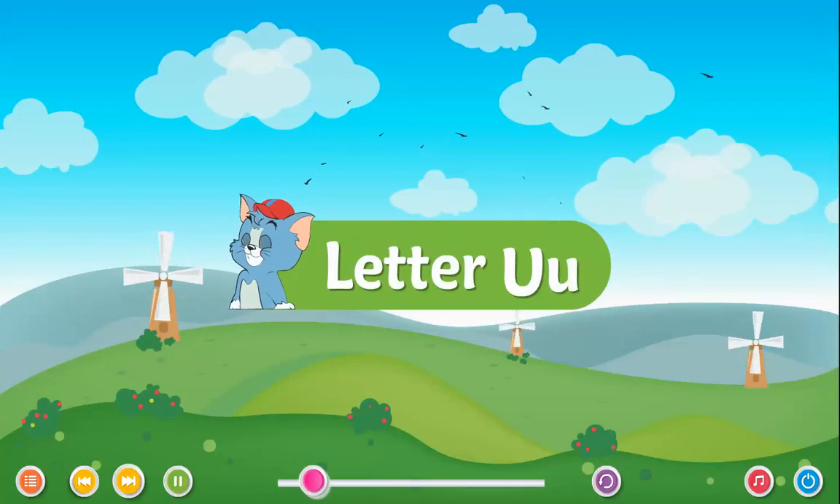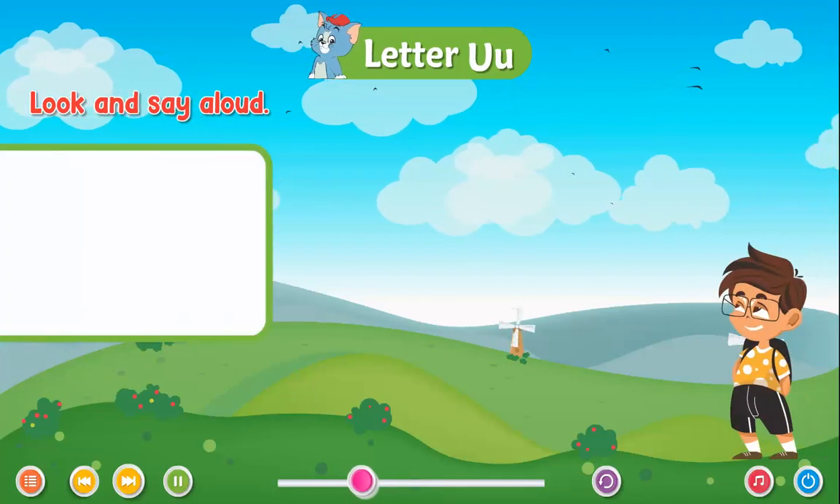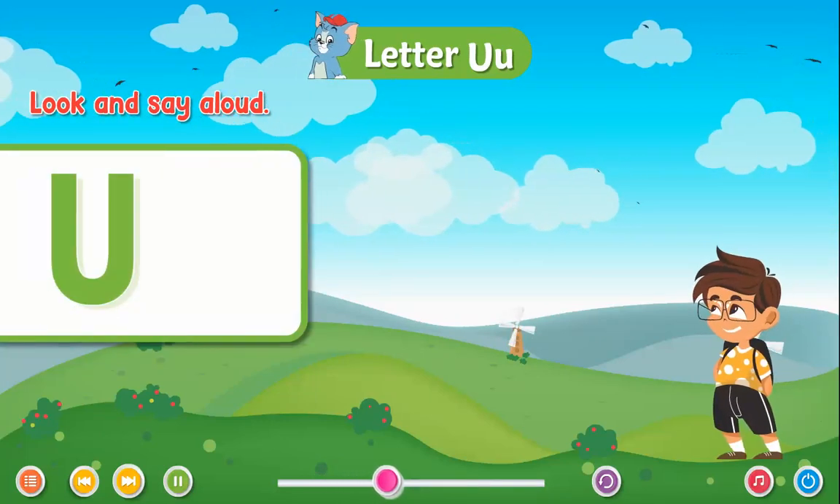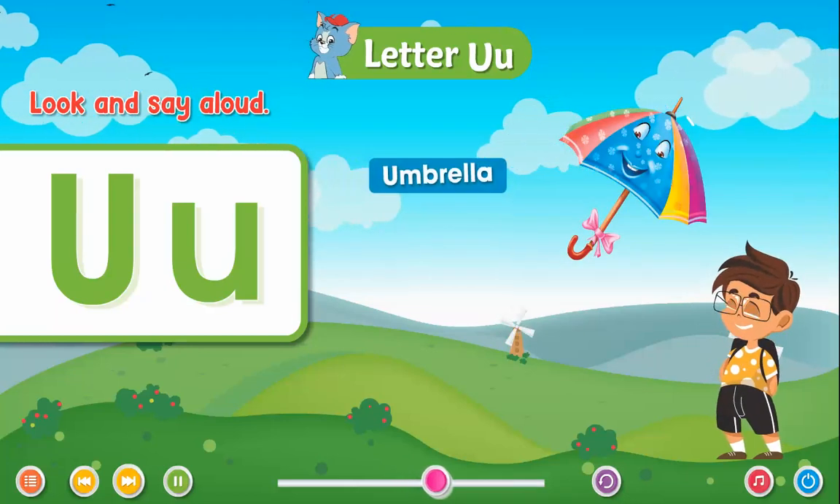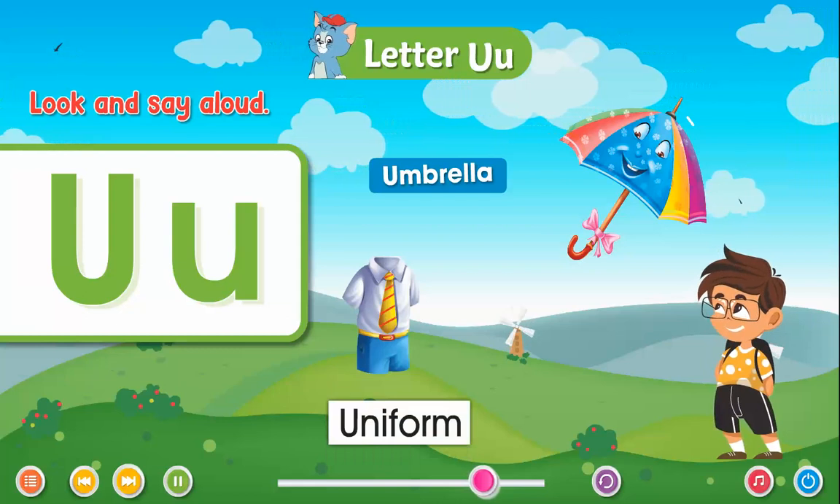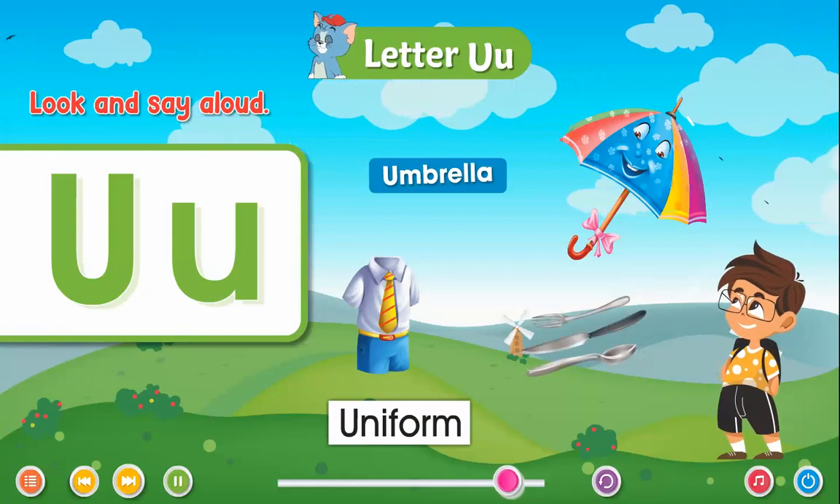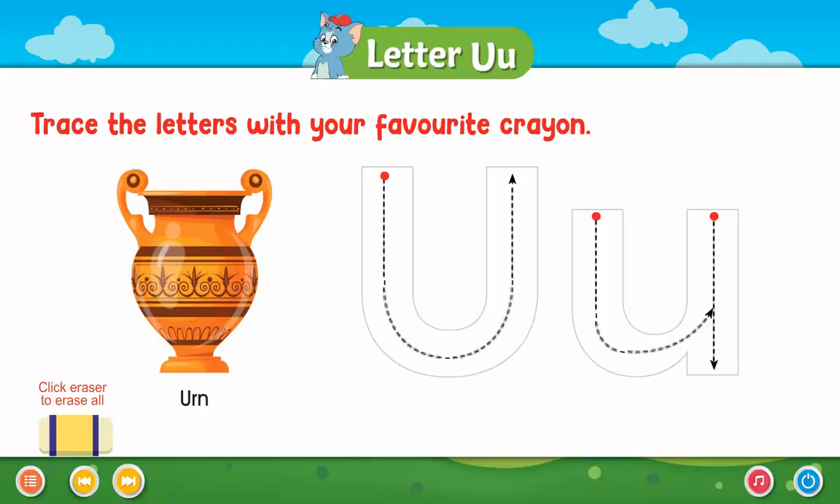Letter U. Look and say aloud. Capital U, small u. U for umbrella. U for uniform. U for utensils. Trace the color.